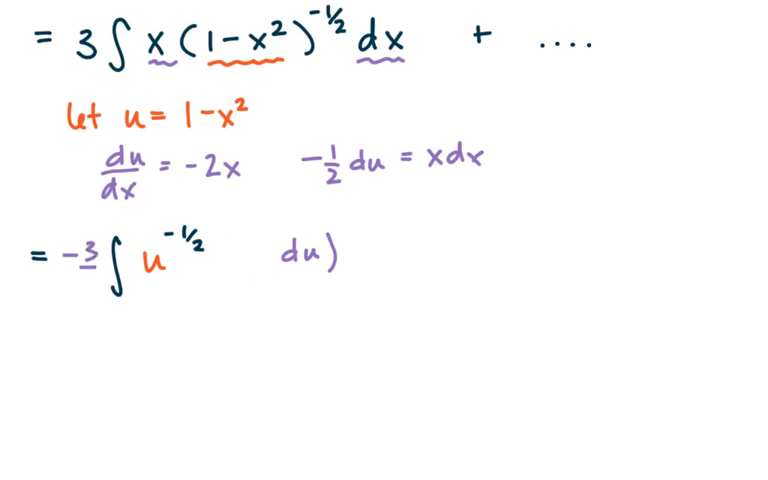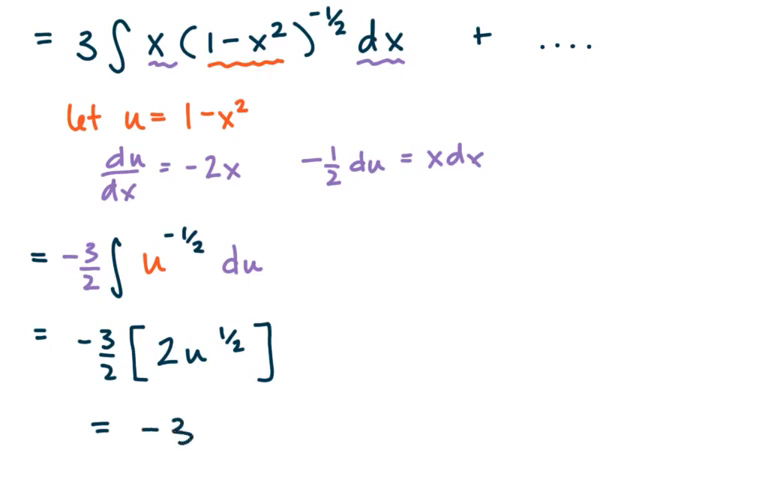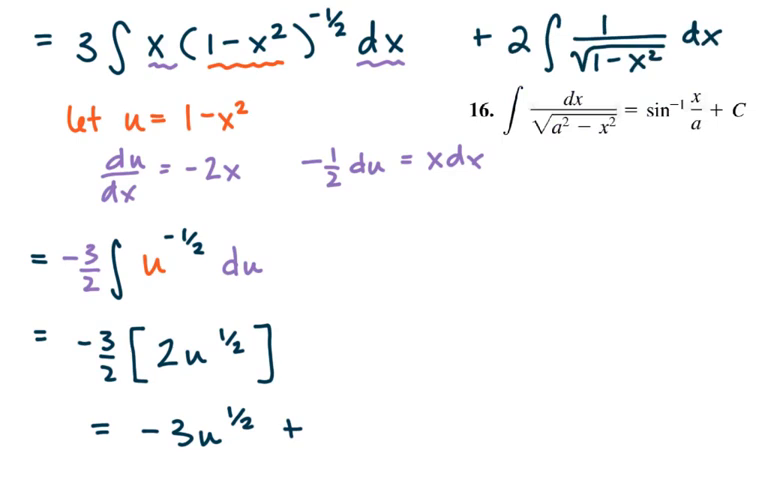Now I have negative 3/2 of the integral of u to the negative 1/2 du. So I can integrate this using my power rule. The negative 3/2 will remain. U to the negative 1/2, if I add 1, gives me positive 1/2. Dividing by 1/2 is 2u to the 1/2. So this first term turns into negative 3u to the 1/2. And we still have to deal with this piece up here that we had. So let me bring that back onto the screen.